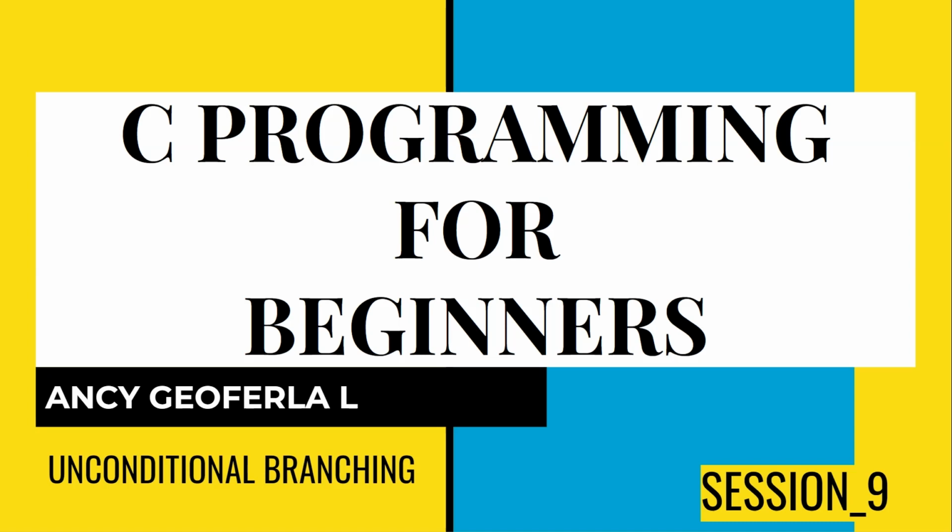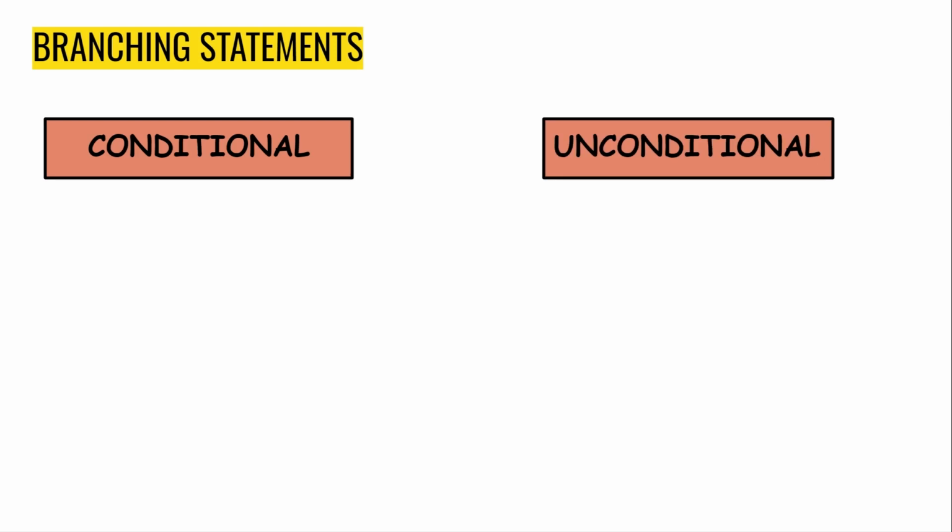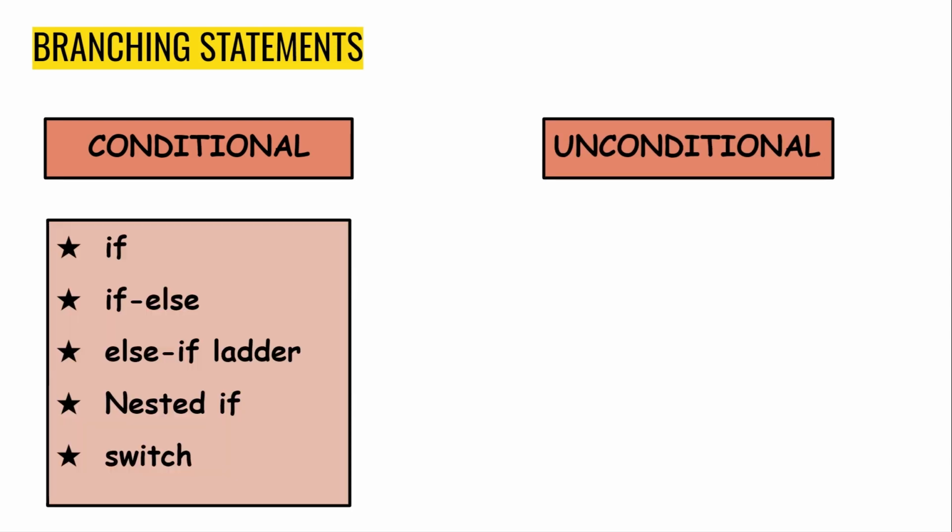In this video, we will discuss the unconditional branching or jump statements in detail. Let's get started. Branching statements are of two types: conditional branching statements and unconditional branching statements. Conditional branching statements include the if, else if ladder, nested if and switch statements. With the help of these statements, we can do conditional branching in C.